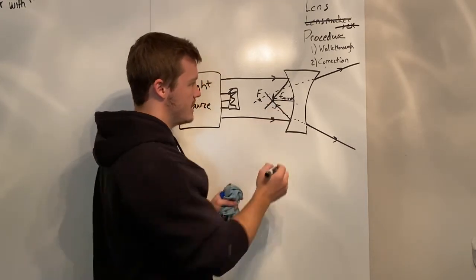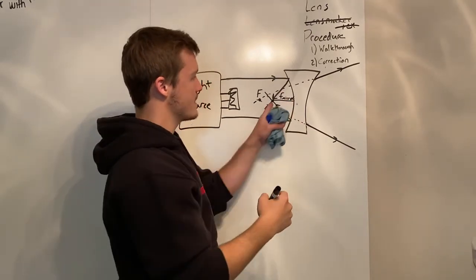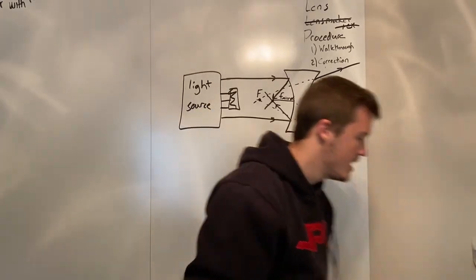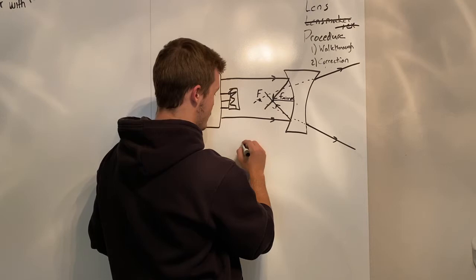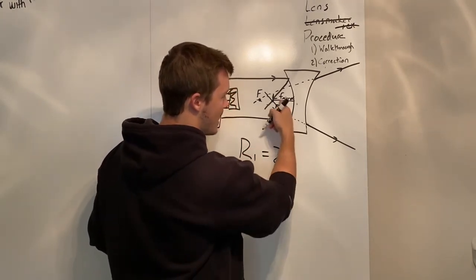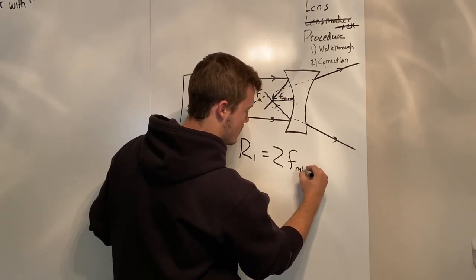In the lab we went ahead and measured this. And this focal length of the mirror actually turns out to be half of the radius of curvature of that surface. So the radius of curvature of surface 1 is equal to 2 times this F mirror that I just measured.